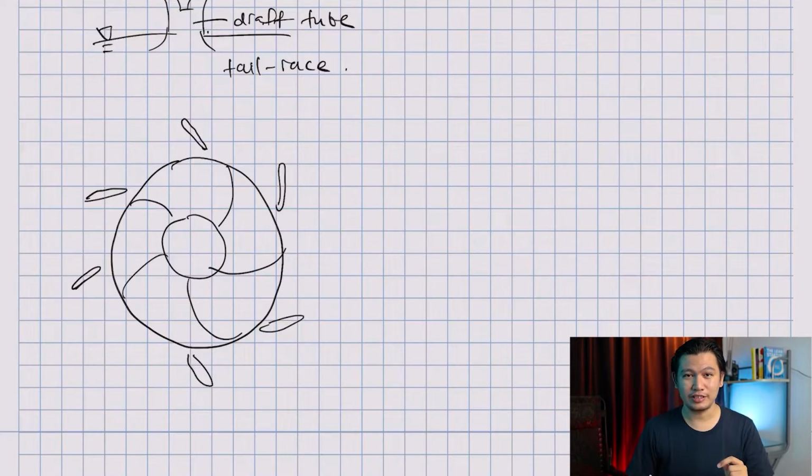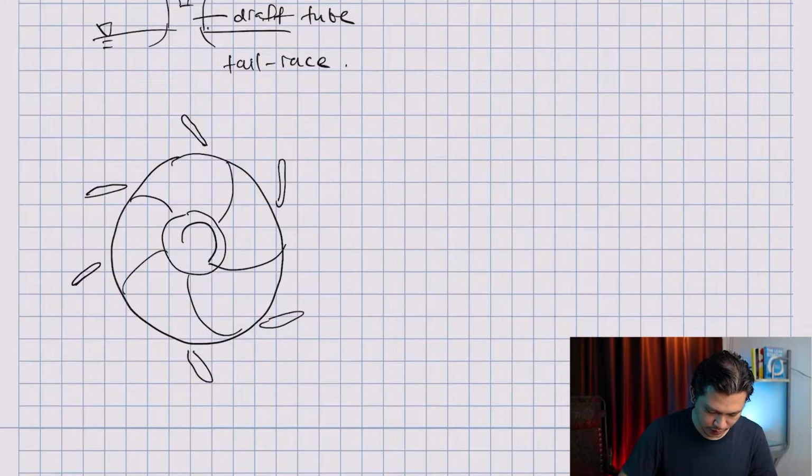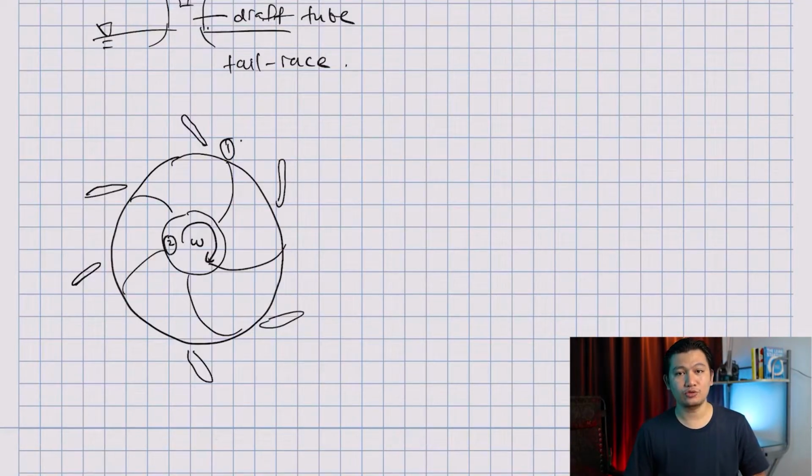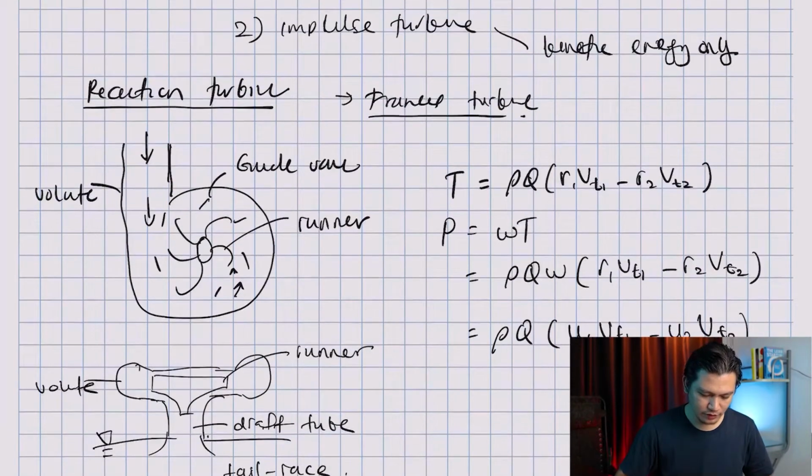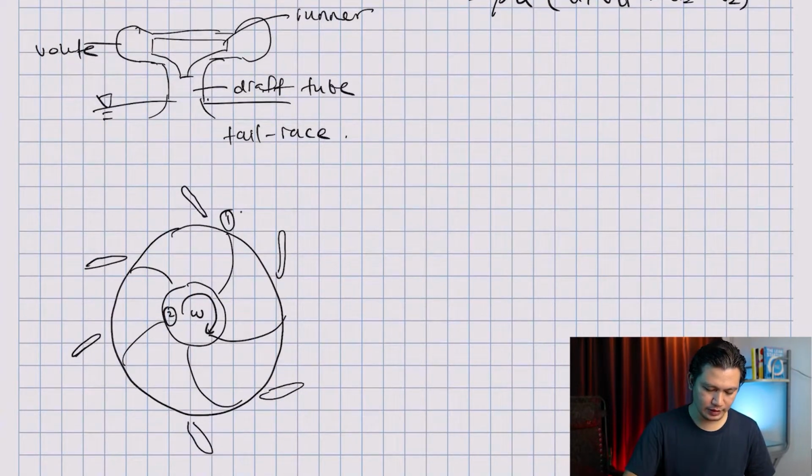Only the runner rotates. If this is rotating in clockwise direction, I'm going to label omega there. Okay, and inlet would be here at 1 and exit would be here at 2. Right? This is just the reverse of pump. For the pump, the inlet is at the eye, the exit at the outer edge of the diameter. But for turbine, because the flow is coming in from this volute, the inlet becomes here. Okay, and the exit is here.